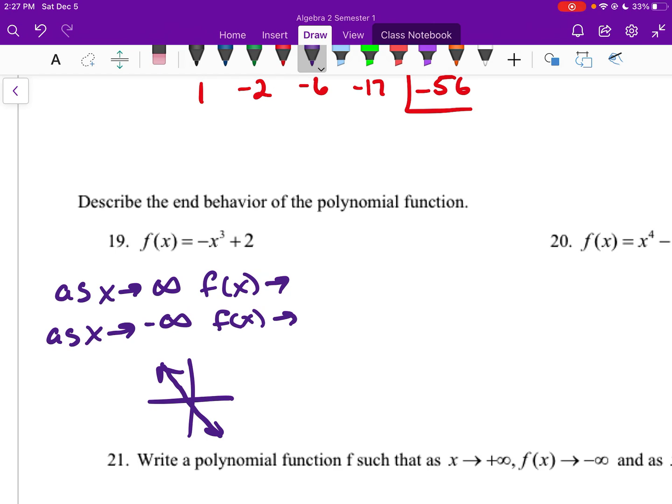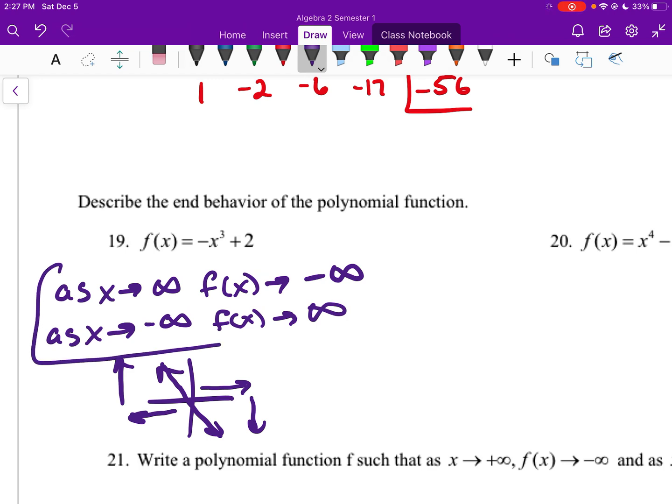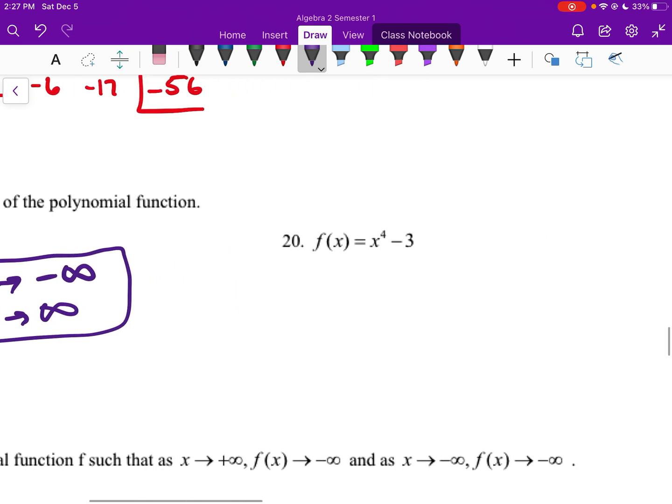behavior will look like. So as x approaches infinity, as we go right, the graph is going down, so it's approaching negative infinity. And as we go left, as we approach negative infinity, it's going up, so it's approaching positive infinity. That is our end behavior.